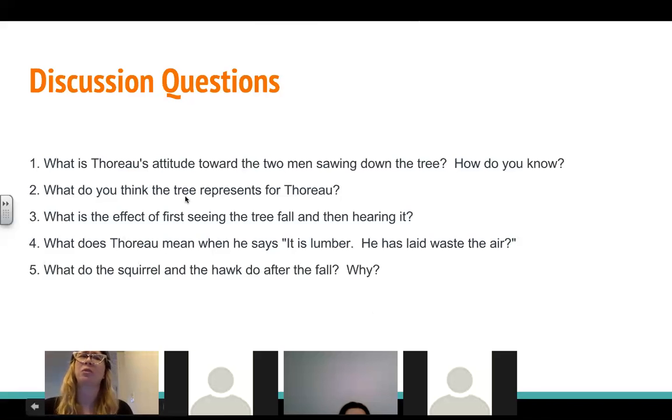So question 2 is a really hard one. What do you think the tree represents for Thoreau? I'll let you think on that one. And in fact, that would be a great question to bring to your ELA class. But then questions 4 and 5 here are super important and a little more sciencey. So he says at one point in this essay, somewhere in the middle-ish of it, "It is lumber. He has laid waste the air." What does that mean?